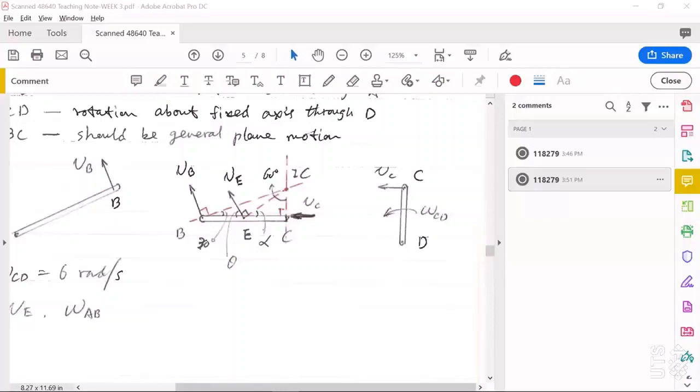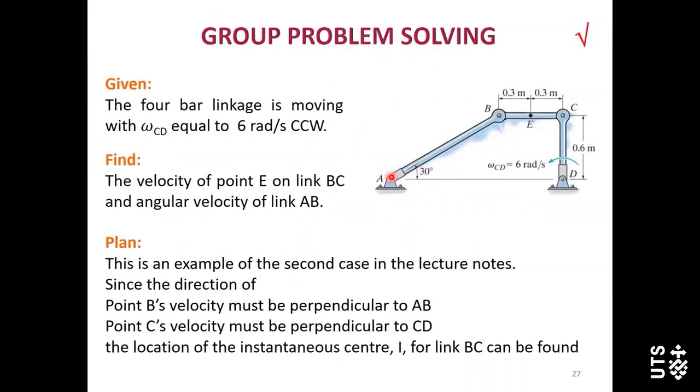Okay, this problem is a very typical links problem. And here you can see link AB, link BC, and link CD. AB is undergoing rotation about point A. CD is undergoing rotation about point D, its angular velocity direction counterclockwise. BC is the link undergoing general plane motion.